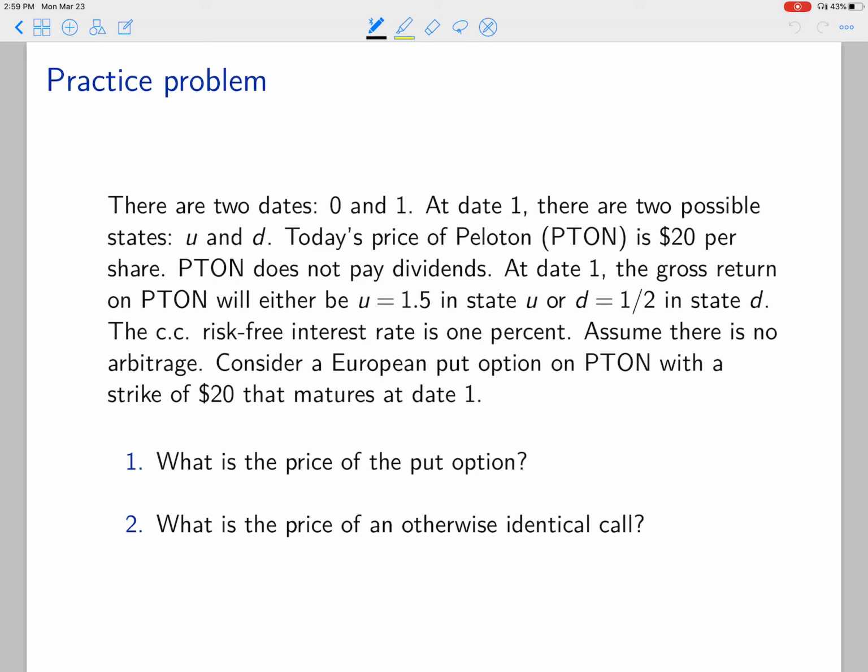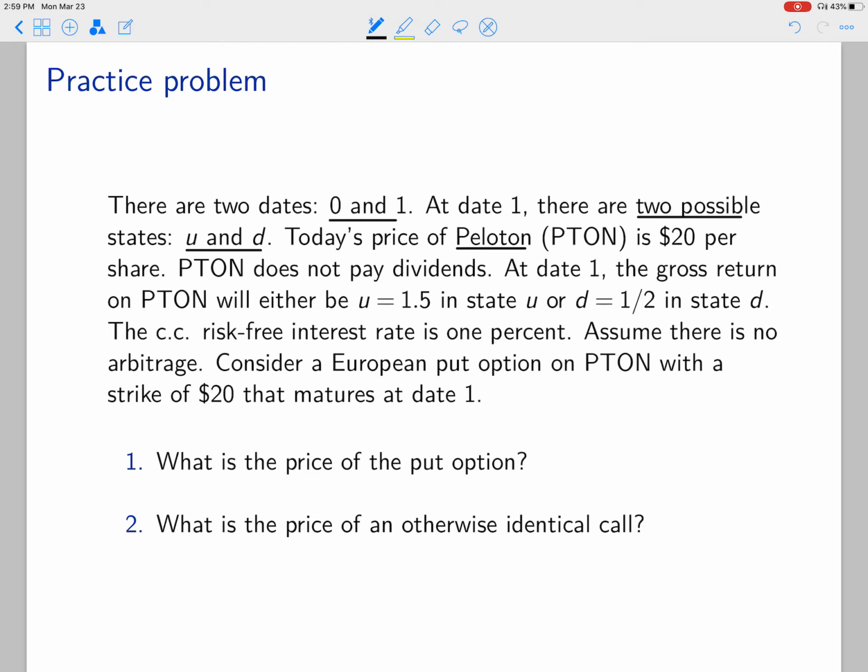Okay, so the problem statement is as follows. We're still in a binomial world. Two dates, 0 and 1. Date 0 is today, we know what it is. Date 1 is the future, 1 year from now, it's the unknown. Two possible states at date 1, the upstate and the downstate.